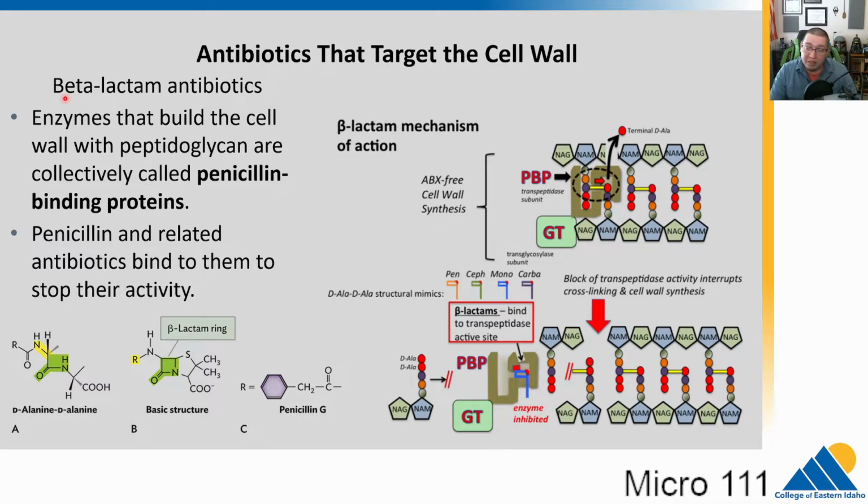Penicillins work best on gram-positive bacteria because gram-positives make a lot of peptidoglycan, and gram-negatives have that second outer membrane that blocks the ability of the penicillin to get into the cell. So gram-positives are affected most by penicillin.